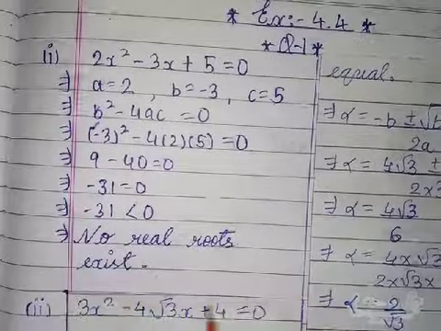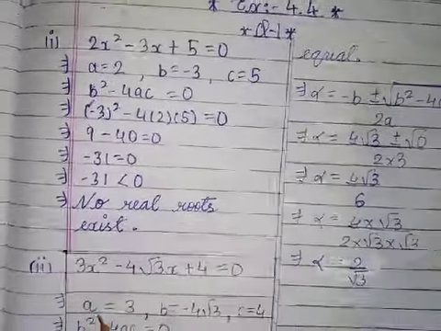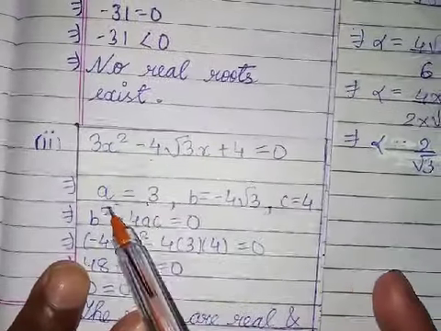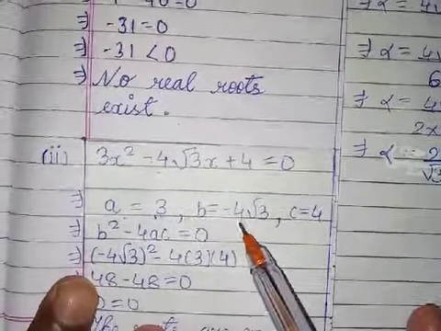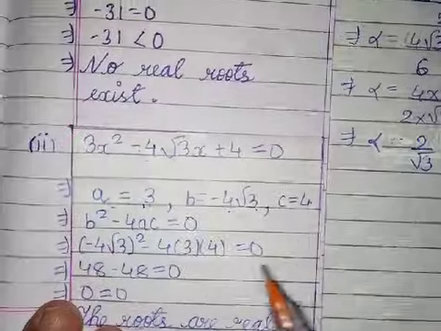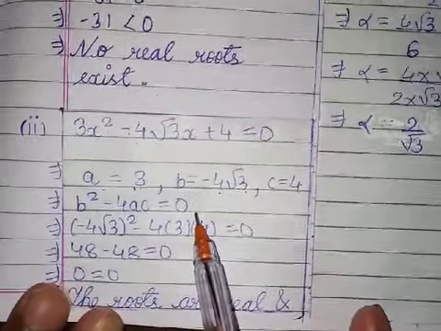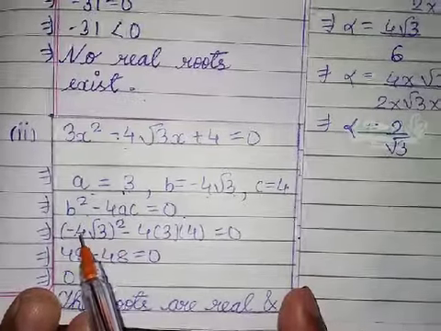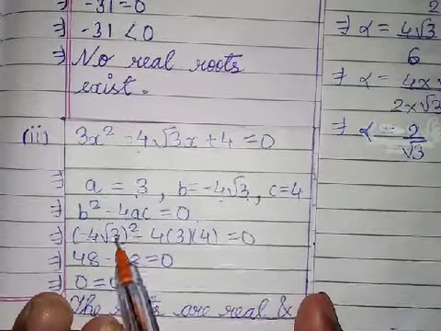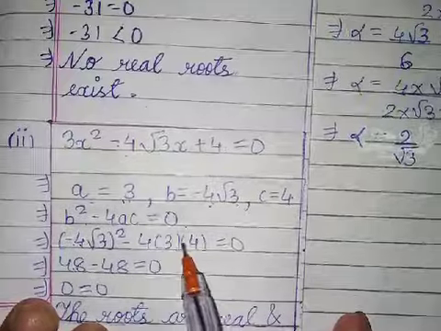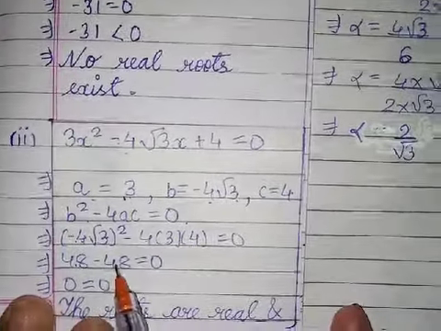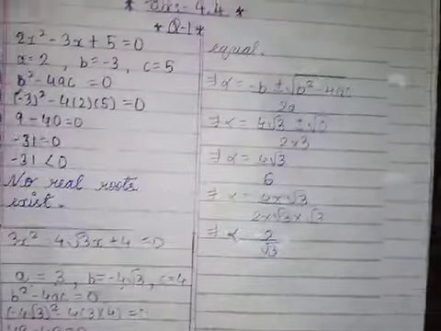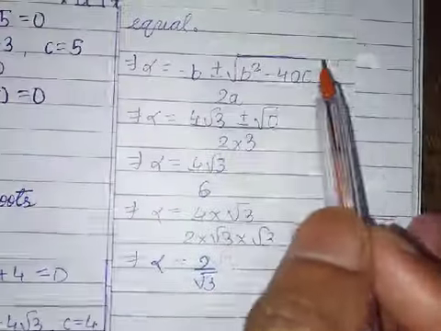Okay, fine. Second, here a is equal to 3, b is equal to minus 4 root 3, c is equal to 4. So b square minus 4ac is 4 root 3 whole square minus 4 into 3 into 4. 4 4s are 16, 16 into 3 is 48, and 4 3s are 12, 12 4s are 48. So it is 0. So the roots are real and equal. Is it? Roots are real and equal.